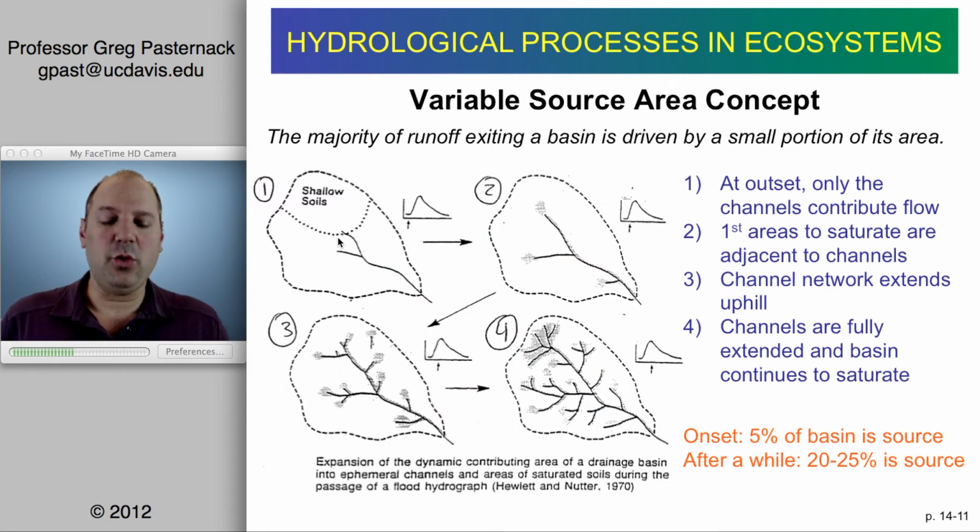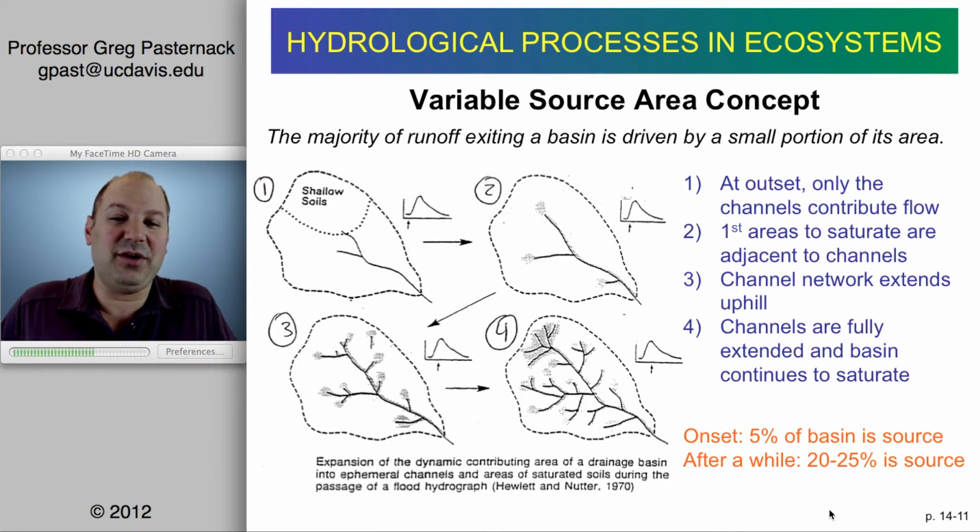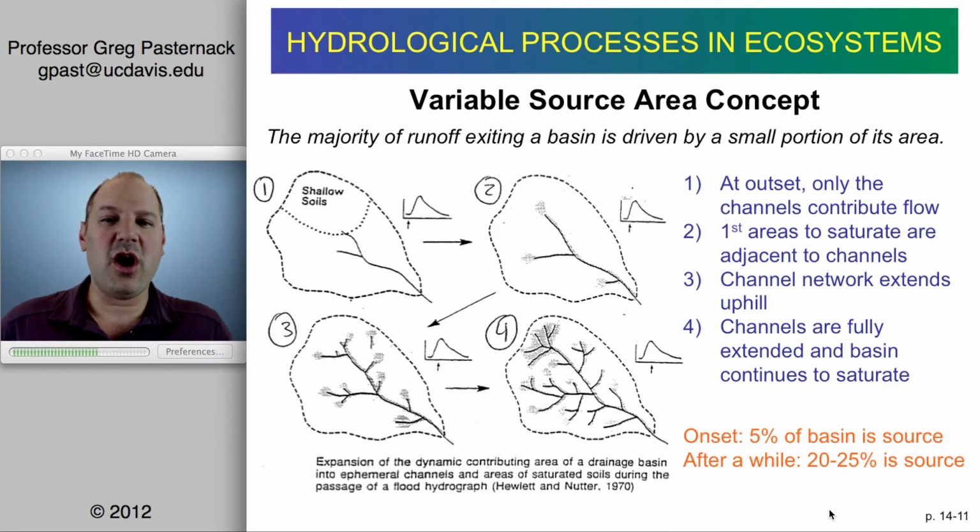And this is the really cool thing. There's this idea that was developed called the variable source area concept. And the idea here is that the majority of runoff, and inevitably the area that's contributing to floods, but the majority of runoff exiting a basin, is driven by a small portion of its area. So how does this work?